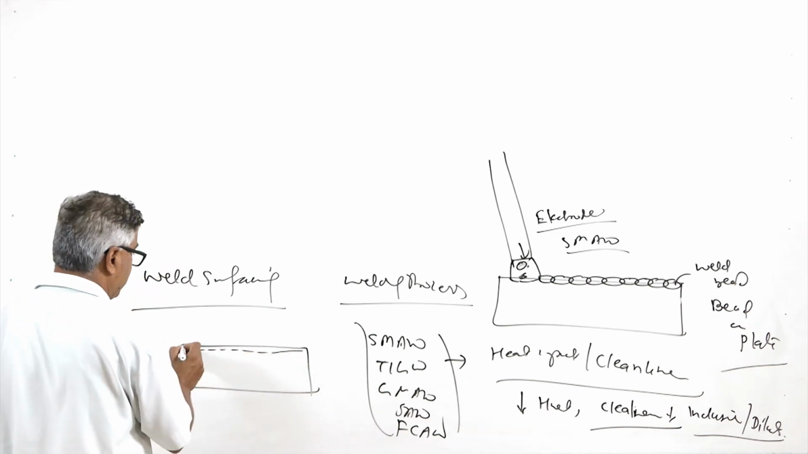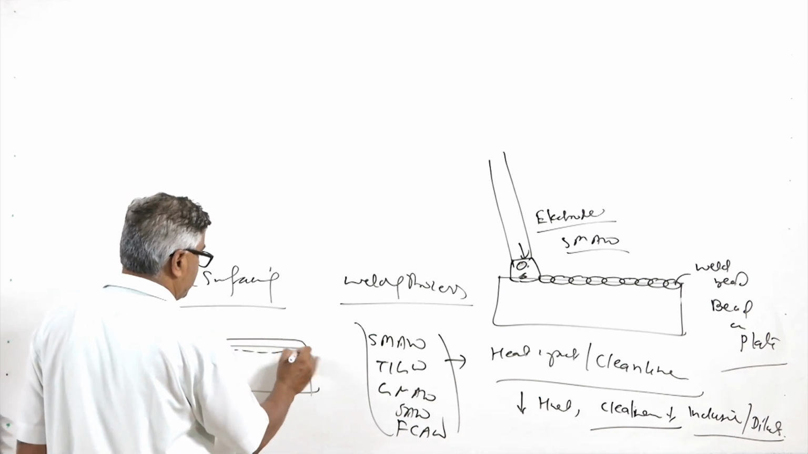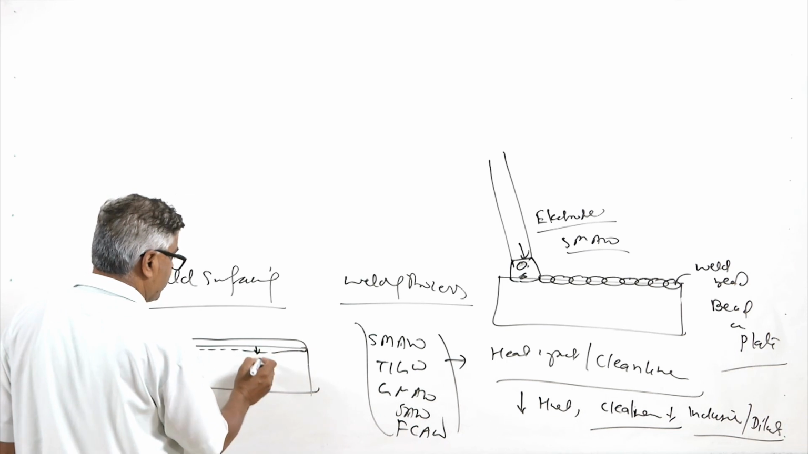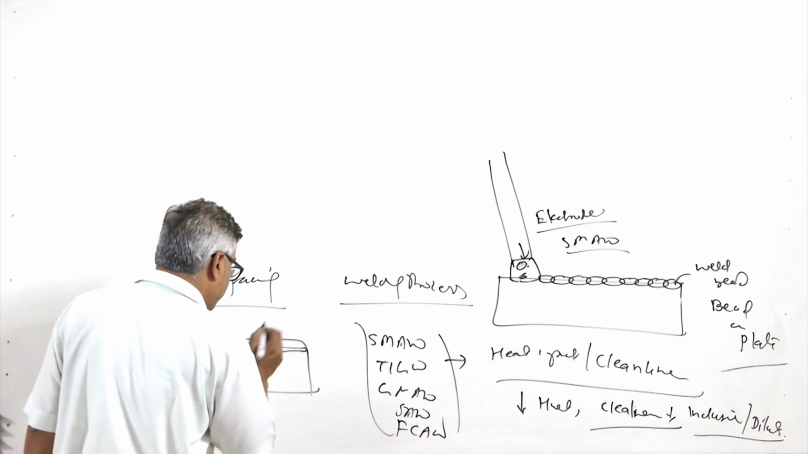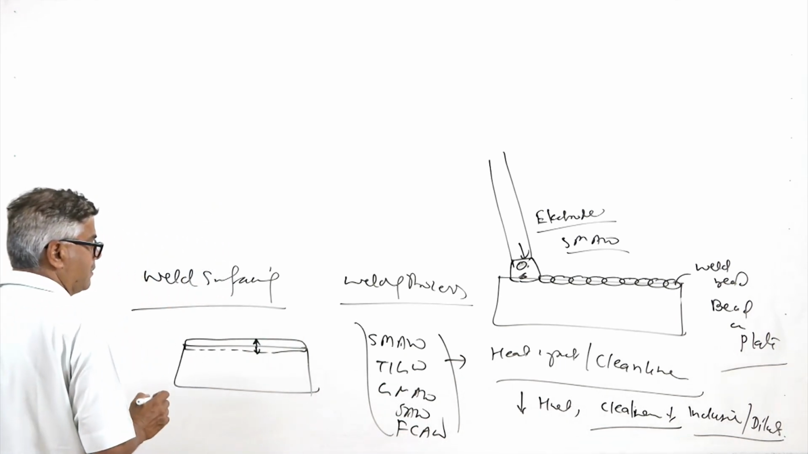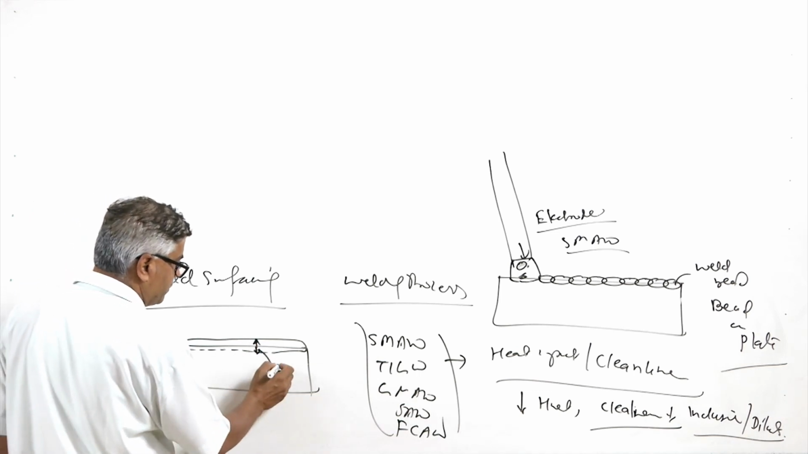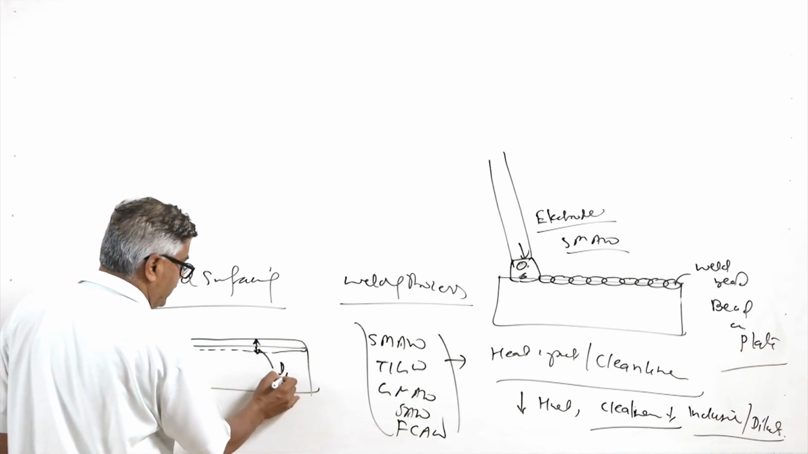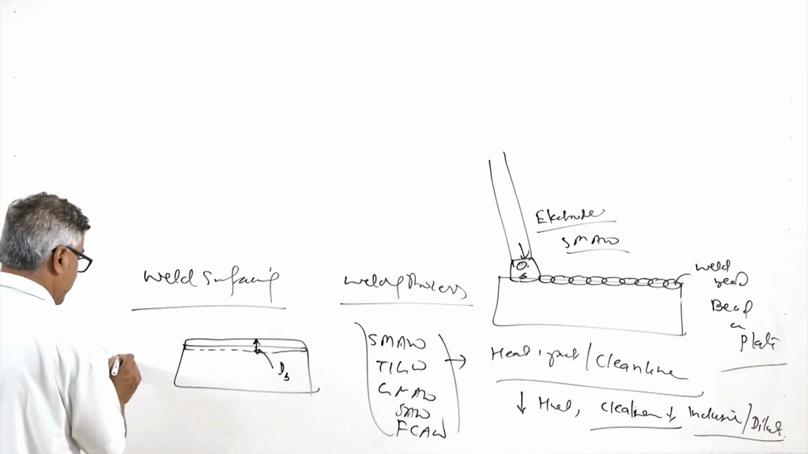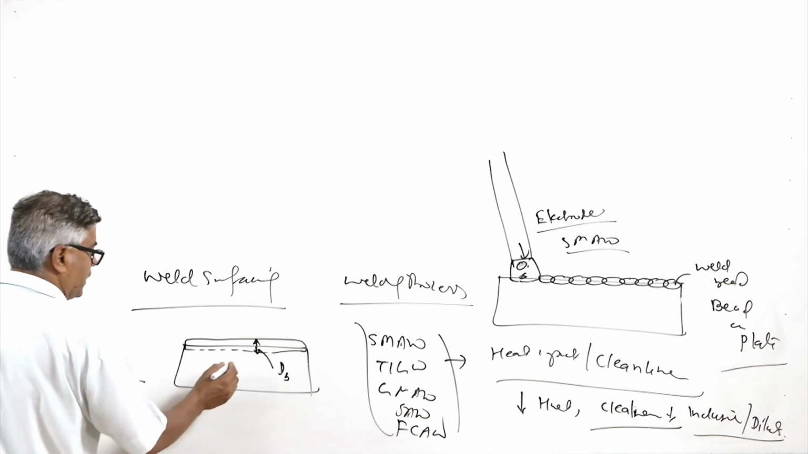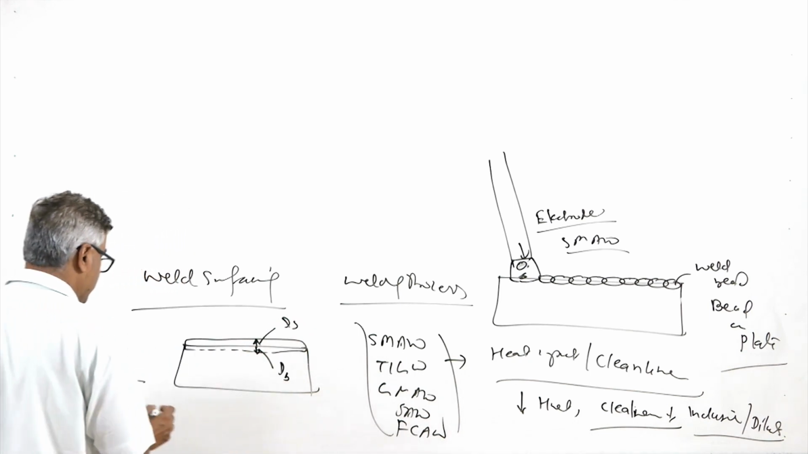Dilution is defined with respect to the layer of base metal which is melted, and the layer which is deposited. These thicknesses are taken into consideration to see the extent of dilution taking place. The depth up to which melting is taking place is dB, the depth of the substrate or base metal, divided by the total depth of the weld surfacing. So, ds we can say.